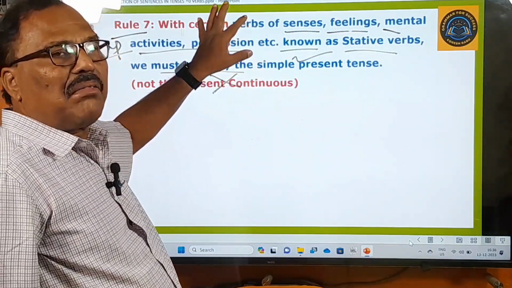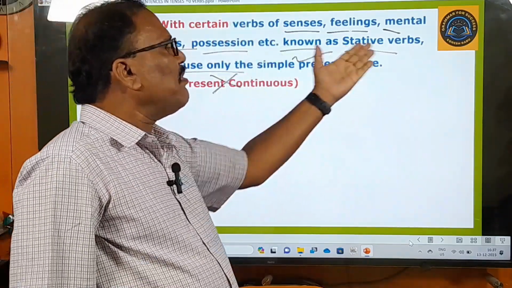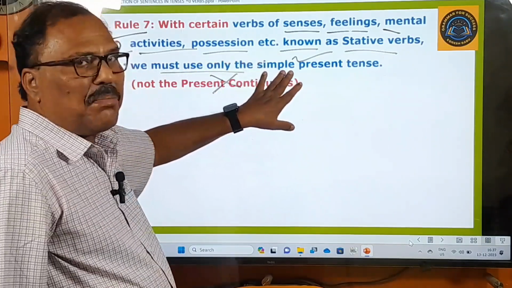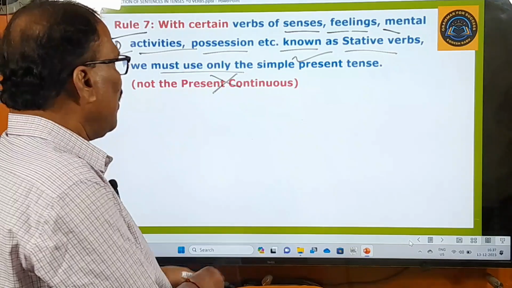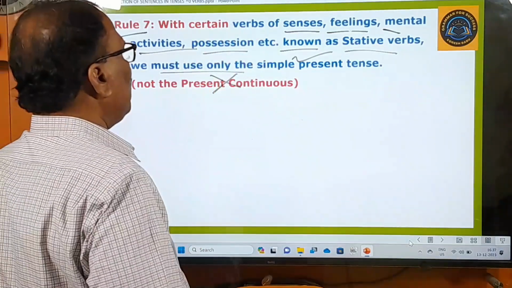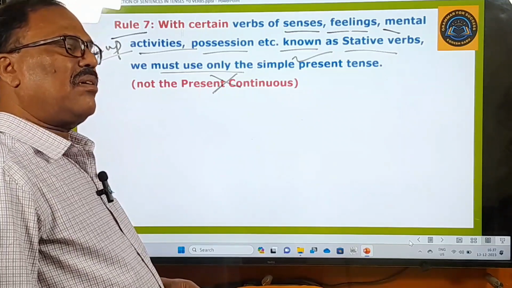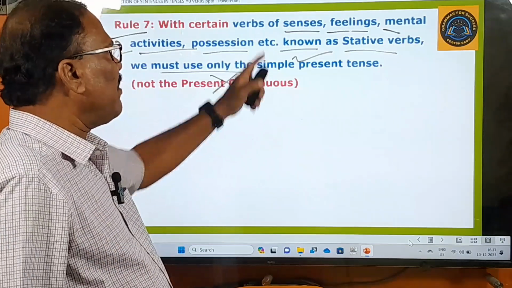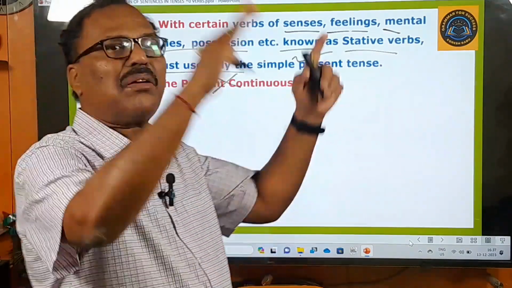These verbs of mental activity are called stative verbs. And we should use these verbs only in the simple present and not in the present continuous tense. Using them in the present continuous will be wrong. Occasionally, in some contexts you can use them, but generally we don't use these stative verbs in the continuous tenses, not only in the present continuous but in all the continuous tenses.